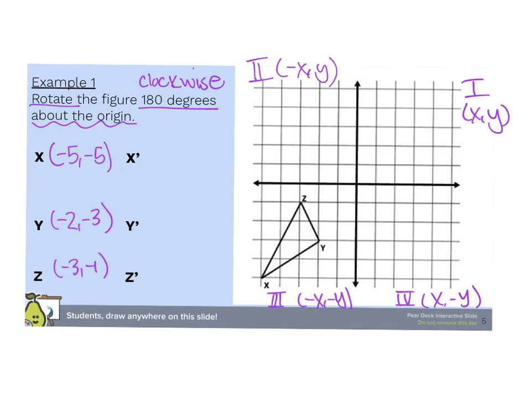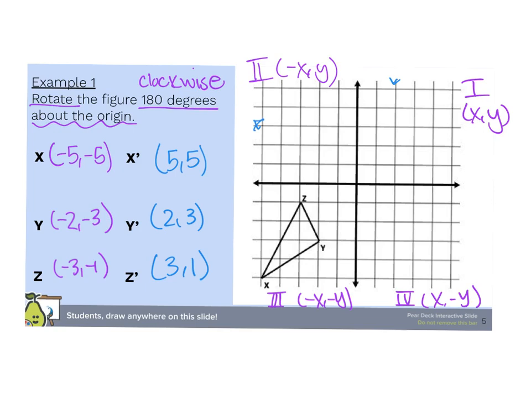Now, if I think about it, I know that everything is just going to become its opposite. So I'm going to switch to a different color, and these -5s are now going to be positive. These are going to be positive, and these as well are going to be positive. So if I'm going clockwise, this would be 90 degrees, so it's here in quadrant 1.